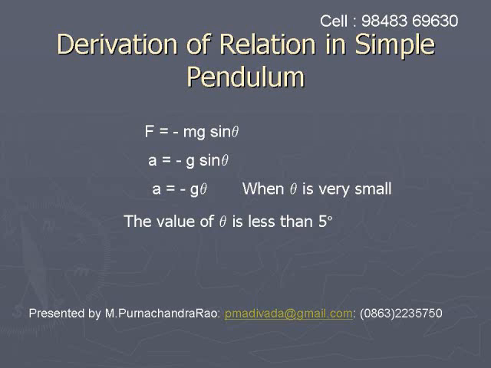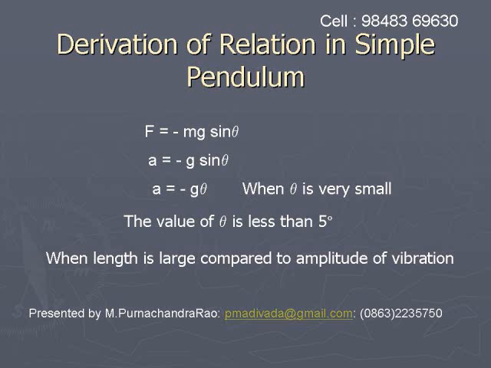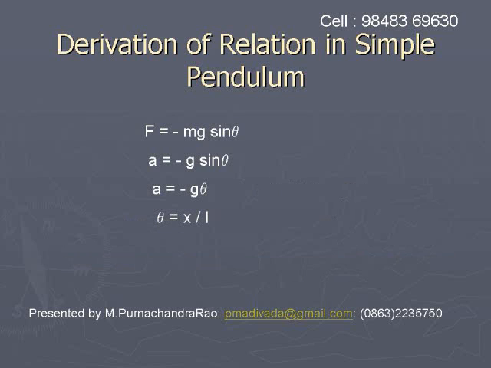Generally we take sin theta equal to theta when the angular displacement of the string is less than 5 degrees. To attain this, we take a long pendulum and the amplitude of vibration is taken as small as possible. If the amplitude of vibration is small and the length of the string is large, then we can consider sin theta is equal to theta. In such a case, A is equal to minus g theta.